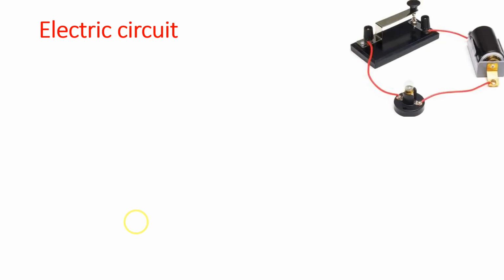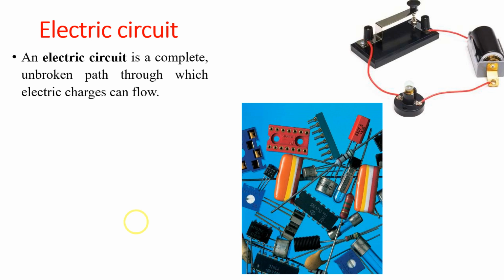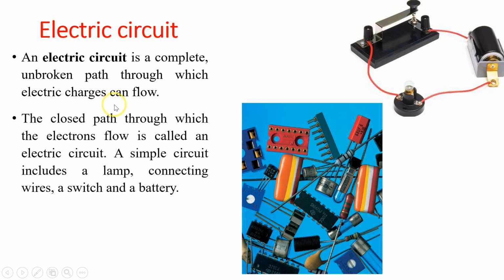So what is an electric circuit? An electric circuit, as you can see over here, consists of basically electric wires, battery, lamp, resistors and different components. We can define an electric circuit as a complete unbroken path through which electric charge can flow. The closed path through which the electrons flow is called the electric circuit. A simple circuit includes a lamp, connecting wire, switch and battery and so on.